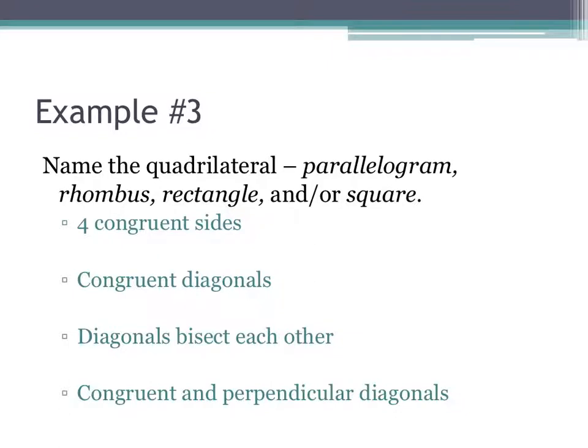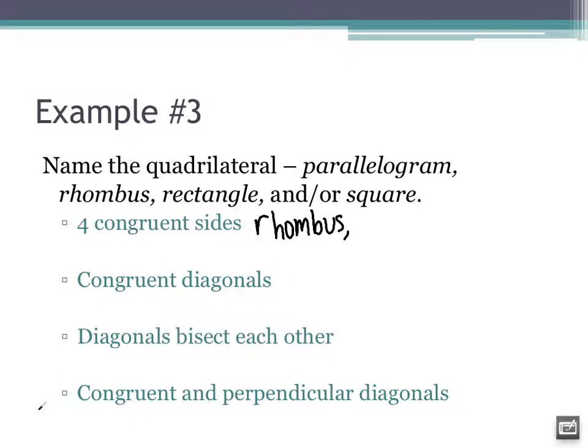Okay, so here's our example number 3. It says name the quadrilateral: parallelogram, rhombus, rectangle, and/or square. I'm going to do the first 2 with you. You're going to do the second 2 on your own.